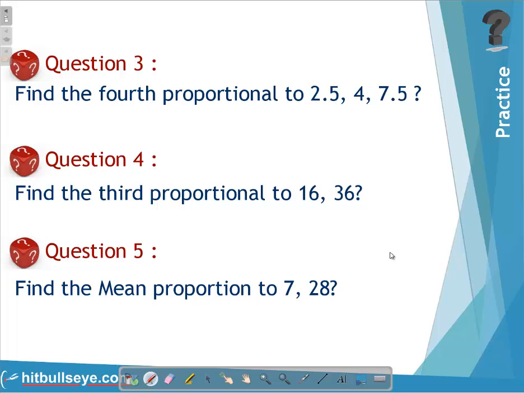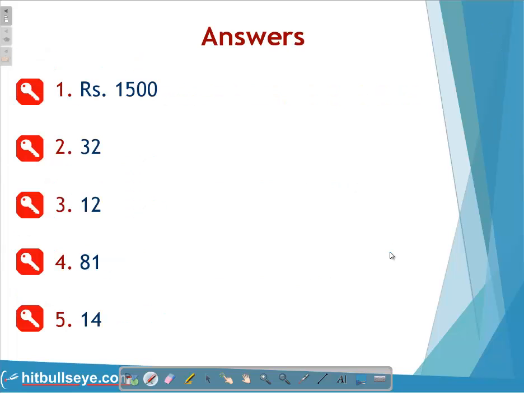The fourth proportion to 2.5, 4 and 7.5. Third proportion to 16 and 36. Mean proportion to 7 and 28. You could try out these questions, and the key to these questions is: first question answer is rupees 1500, second 32, third 12, fourth 81, and fifth 14.